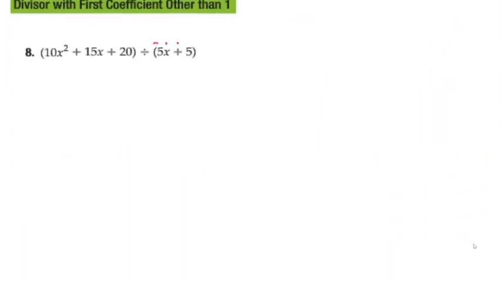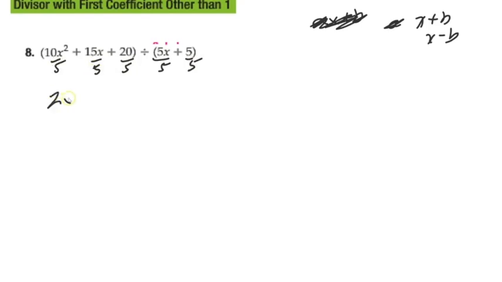This first one here. We're going to divide this by 5x plus 5. But in this case, it has to be x plus b or x minus b. We can do synthetic division. One way to do this is you just divide everything by the a, the number in front. Divide it all by 5. In this case, I'm going to get 2x squared plus 3x plus 4 divided by x plus 1.